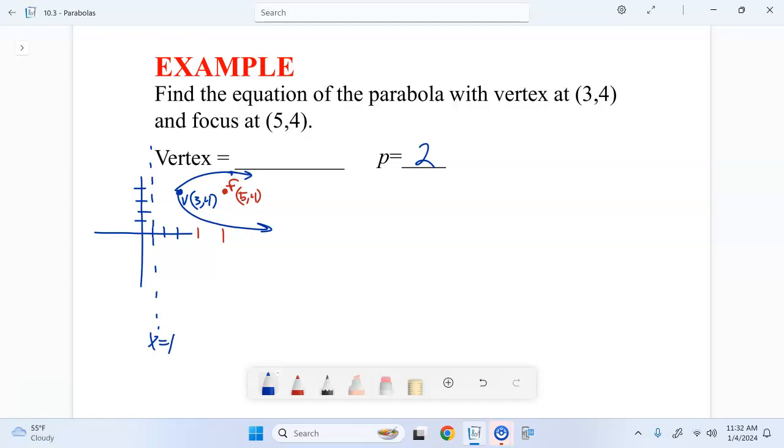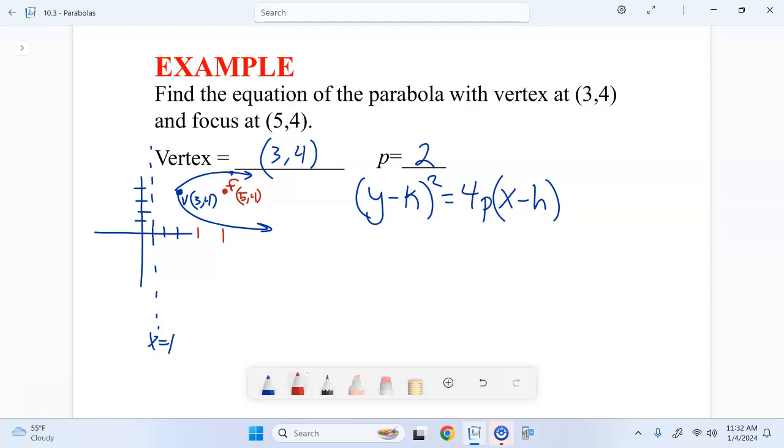All right. So we've got our vertex that was given. We've found our p-value comparing it to the focus. Now we have everything we need to write our equation. We did the first few in vertex form, so let's do standard form for these next ones. So I have a horizontal parabola. What needs to be squared, x or y? Y needs to be squared for a horizontal parabola. Y minus k squared equals 4p times x minus h.